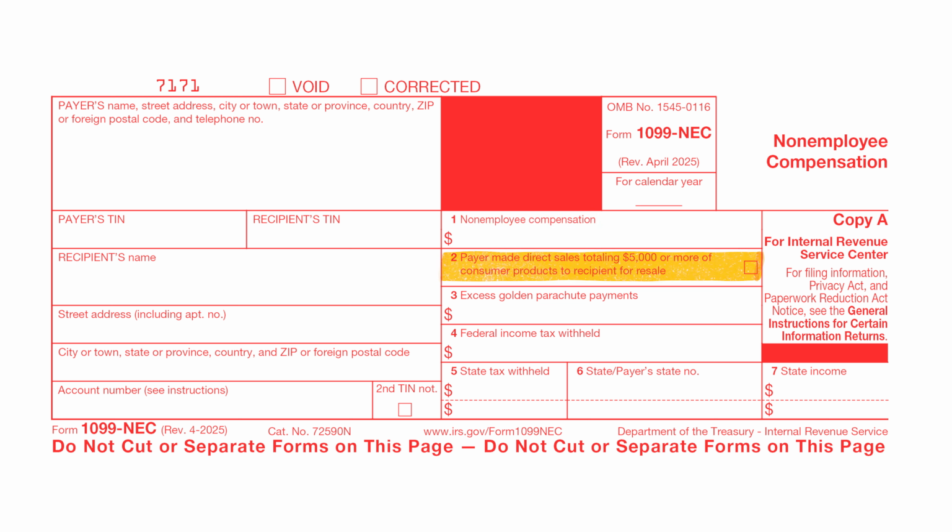Box 2 is just a checkbox asking if you made direct sales of $5,000 or more for resale. Most businesses can ignore this. Box 4 is for federal income tax withheld. This would only apply if you had to do backup withholding, which is usually rare. Then you fill in the state tax information if applicable, though most contractors handle their own state taxes.